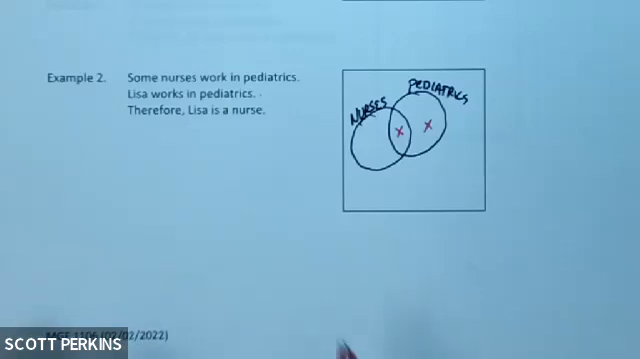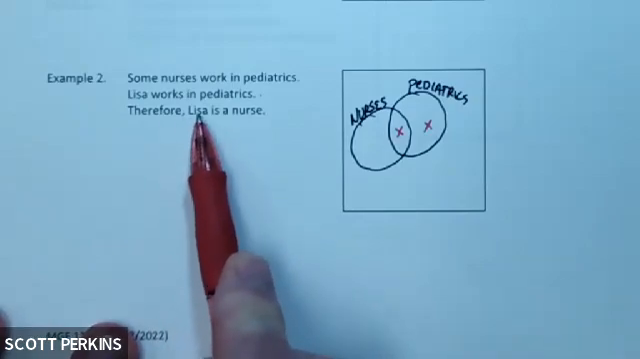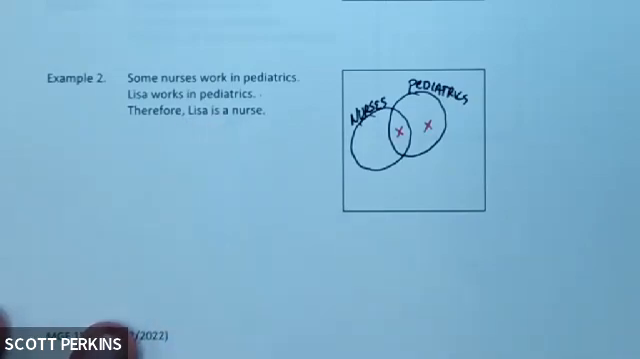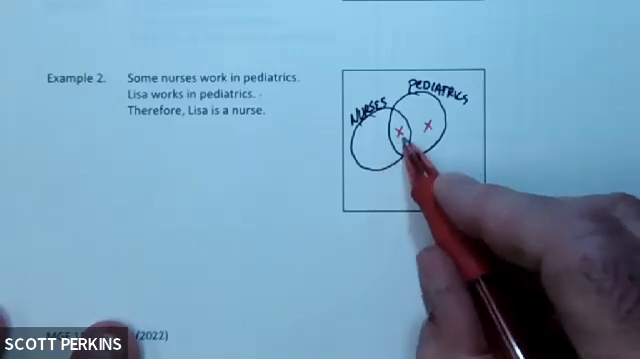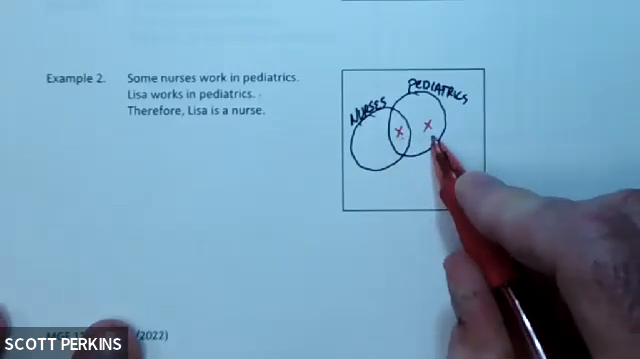we've drawn the premises. Is the only conclusion I could come to that Lisa is a nurse? No, we're not told. We're not given enough information. If Lisa is right here, yeah, she's a nurse. But if Lisa's out here, she's a doctor or she's something else. I don't know what. Okay, so there's other things.